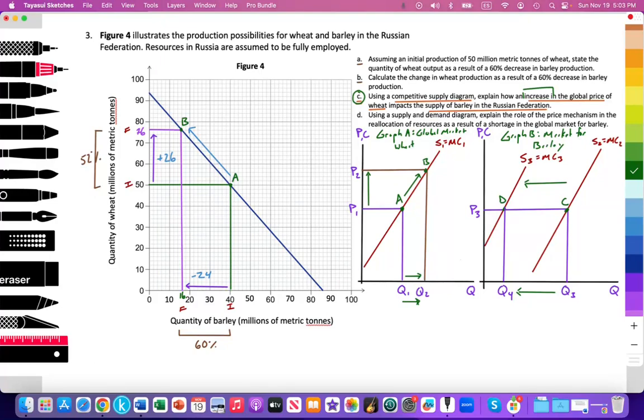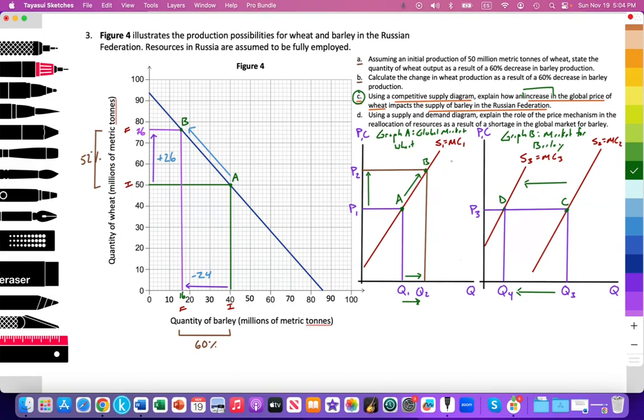Using competitive supply curve, explain how. So we've drawn it and we just need to analyze it. So I'll give you a brief analysis. In graph A, global market for wheat, we're measuring price and costs on the y-axis, quantity on the x-axis. In graph B, it's the market for barley, price and cost measured on the y-axis, quantity of output on the x-axis. We have 3 upward sloping supply curves labeled S1, S2, S3, equal to the marginal cost of production, upward sloping according to the law of supply.